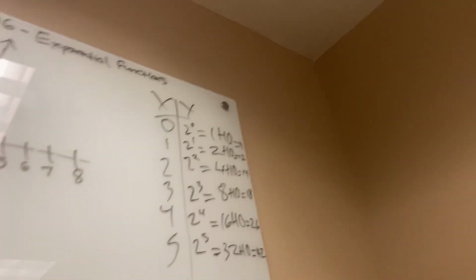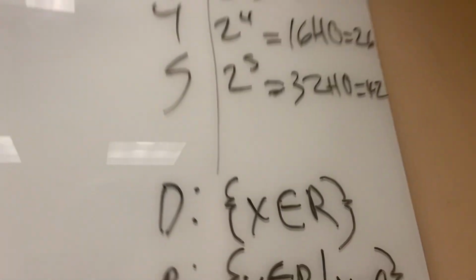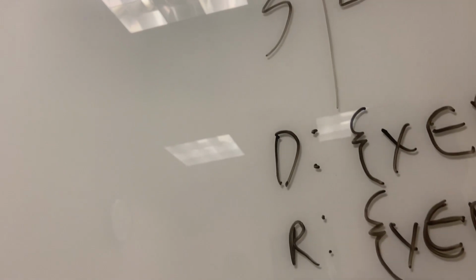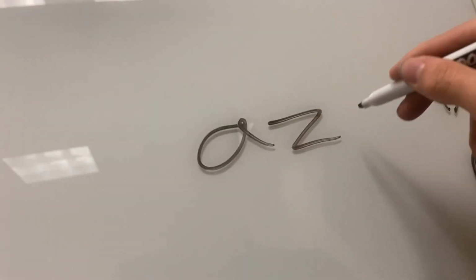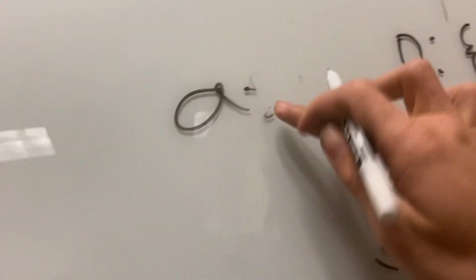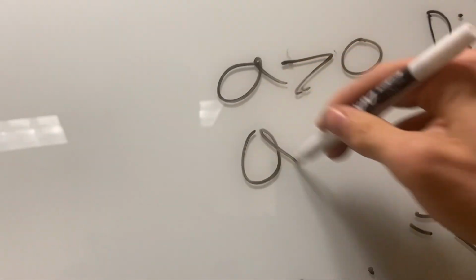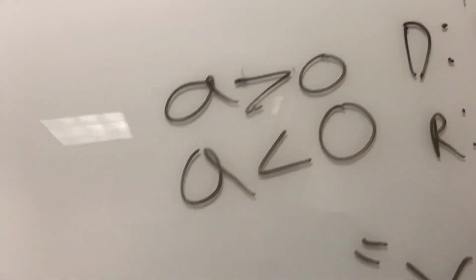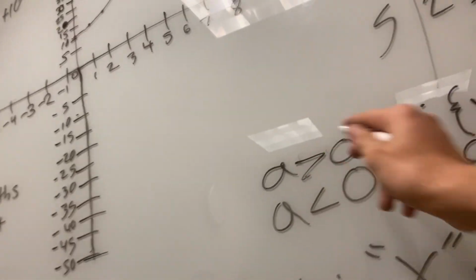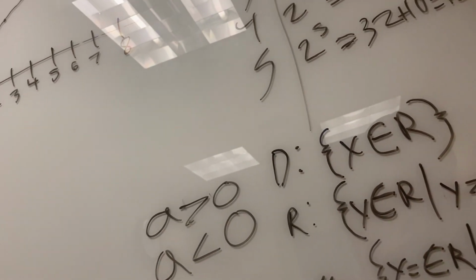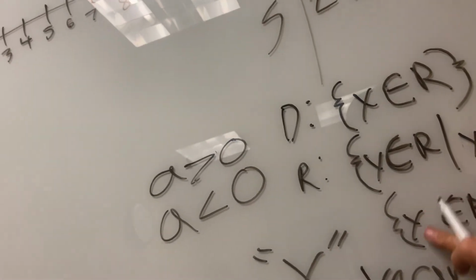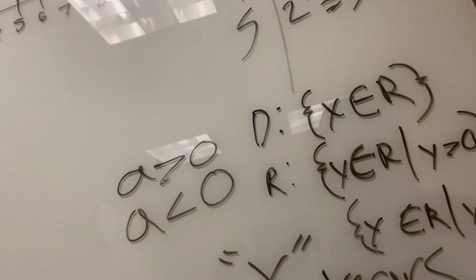Also, I forgot to mention the domain and range. The domain would be x is all real numbers. The range depends on whether a is greater than 0 or a is less than 0. If a is greater than 0, then y is all real numbers greater than 0. If a is less than 0, then y is all real numbers less than 0.